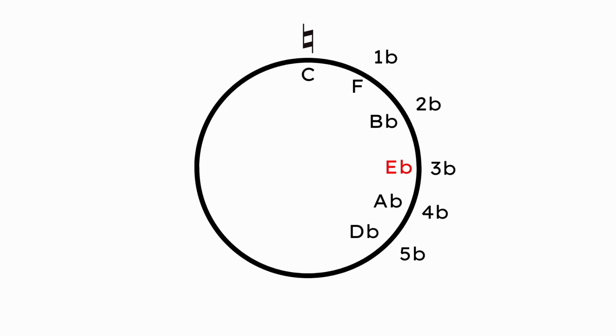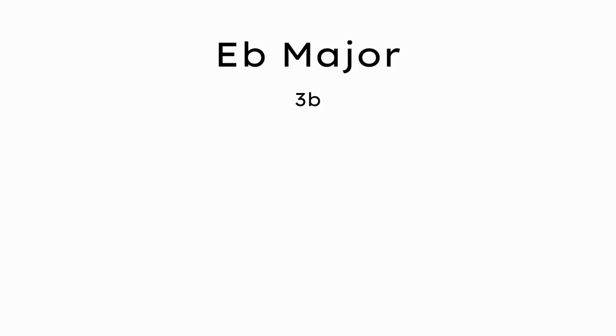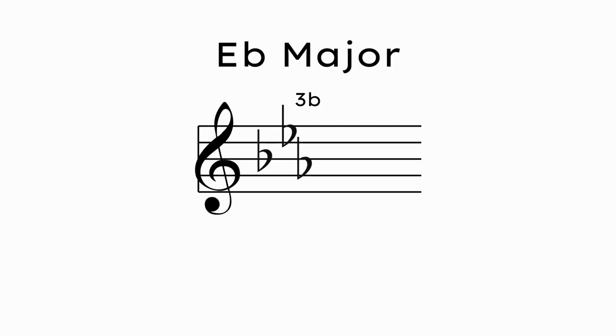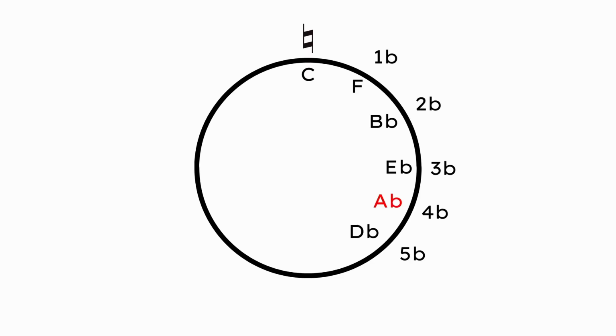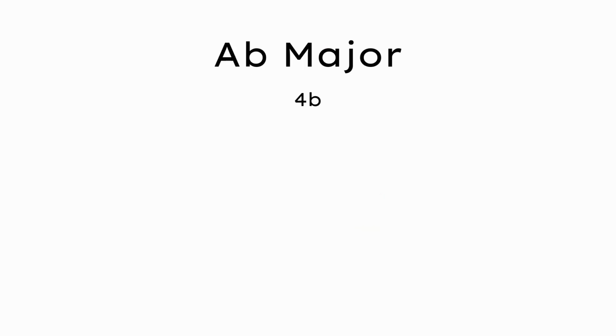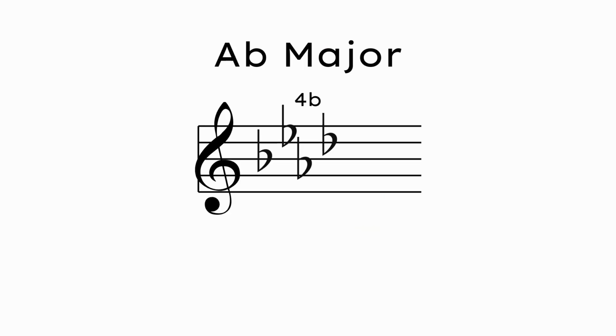Okay, the key of E flat major has all of the flats from B flat, which is B flat and E flat, and the next note in the circle of fourths, which is A flat. So the key of E flat major has 3 flats, B flat, E flat, and A flat. The key of A flat major has all of the flats from E flat major, as well as the next note in the circle of fourths, D flat. A flat major has 4 flats, B flat, E flat, A flat, and D flat.